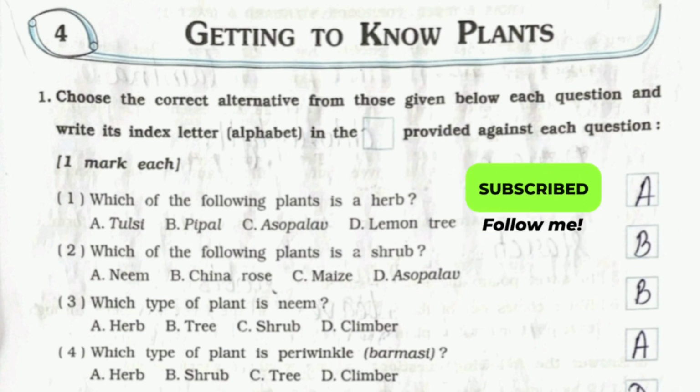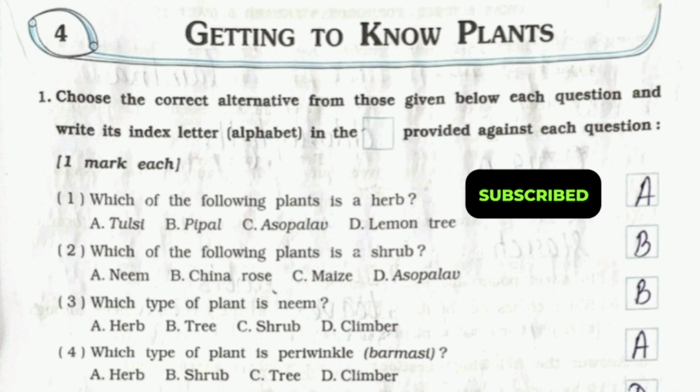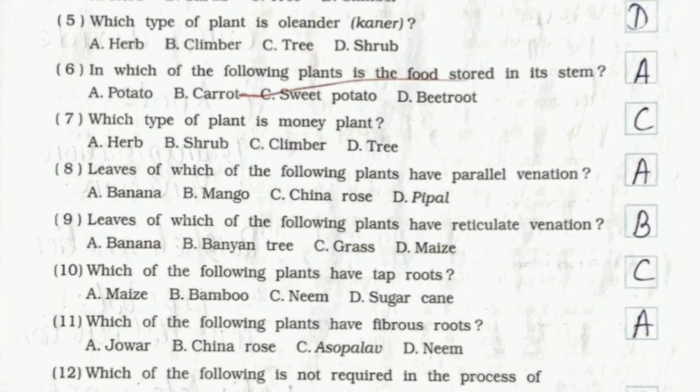Fourth, which type of plant is periwinkle, that is Barmasi? It's option number A, herb. Fifth, which type of plant is oleander, that is Kaner? It's option number D, shrub. Sixth, in which of the following plants is the food stored in its stem? It's option number A, potato.